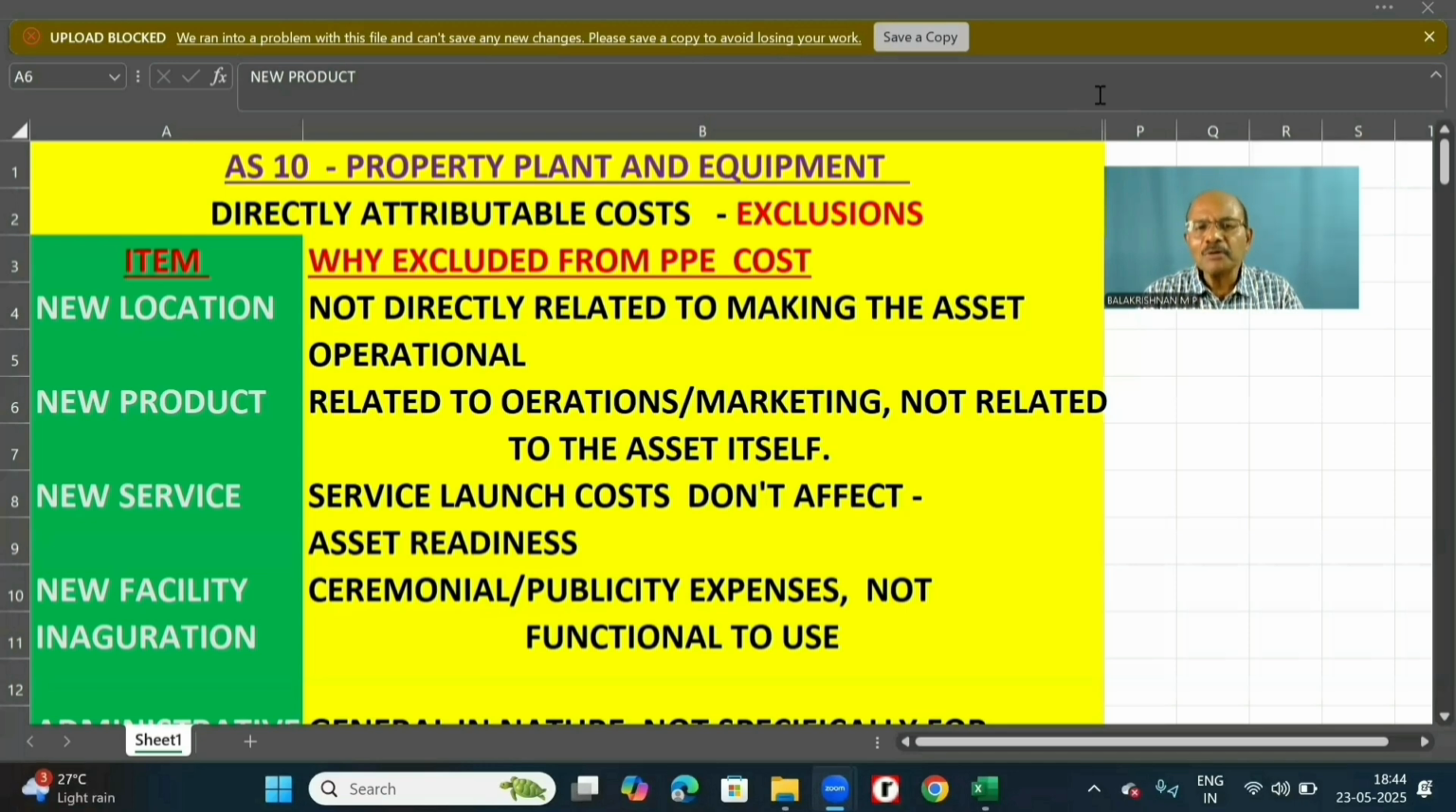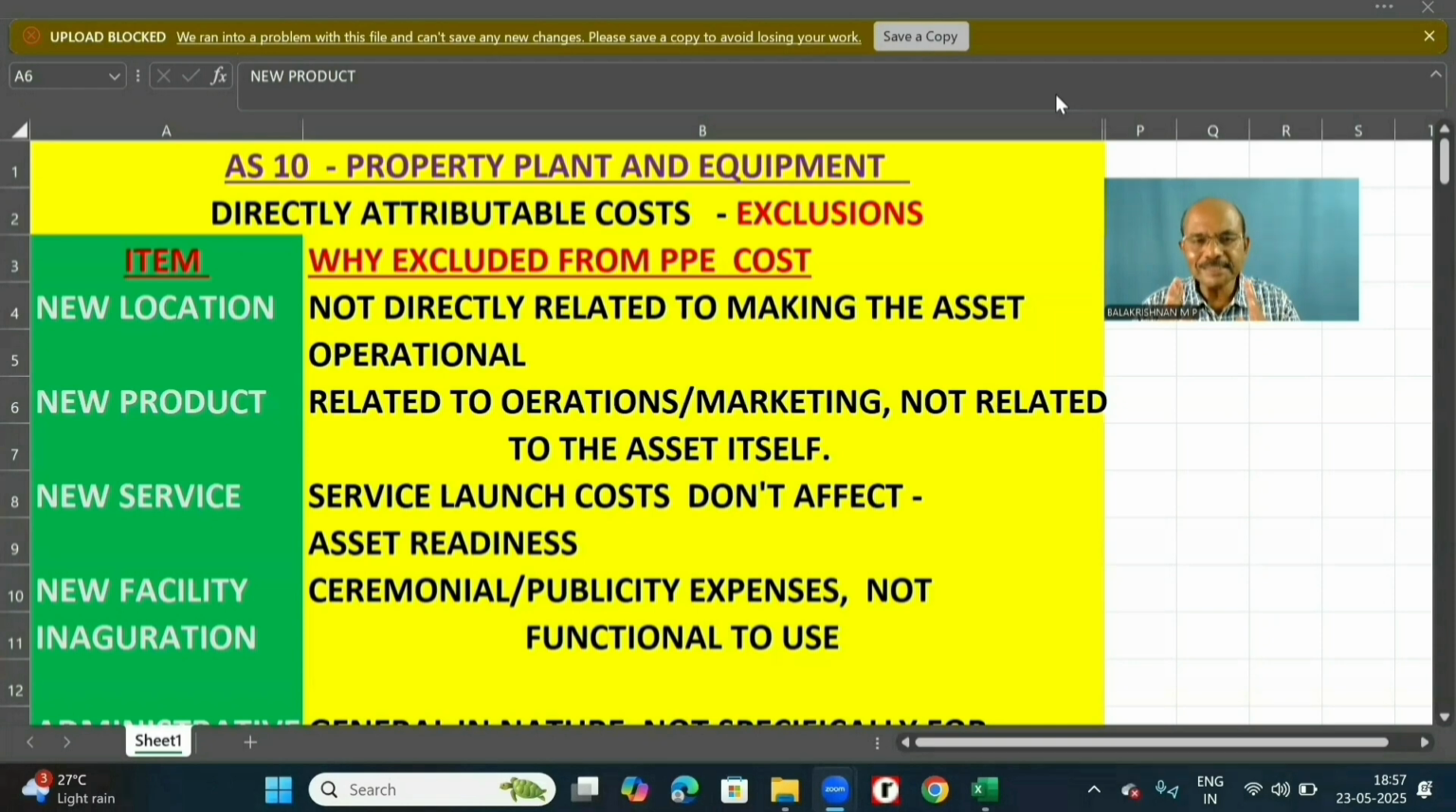You conclude, let's have a golden rule. If the cost is about making the asset ready, yes, include in PPE. If the cost is about what you plan to produce, no, do not include in PPE. Next one, new service. For example, cost of hiring and training staff to deliver a new IT service or setting up a new help desk are operational in nature and not PPE related.